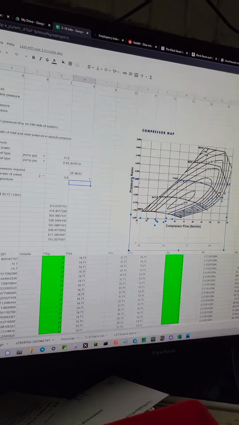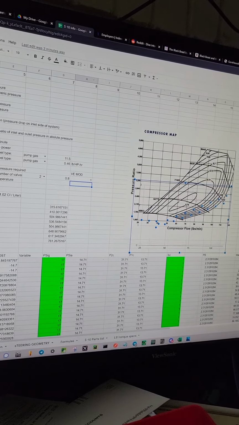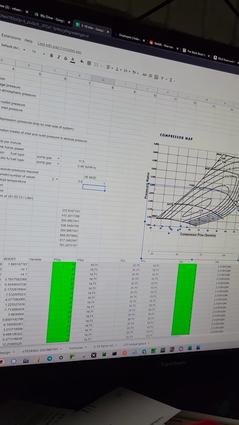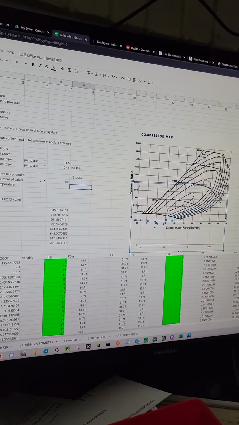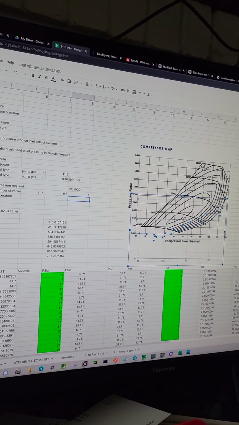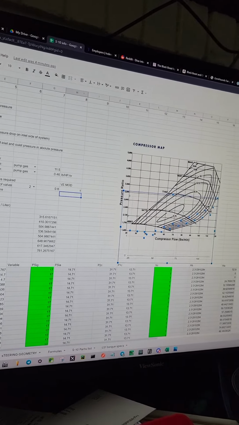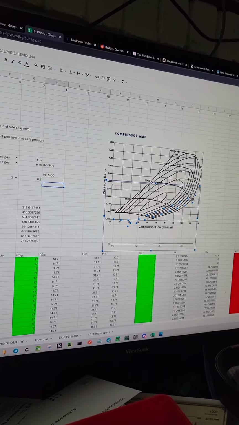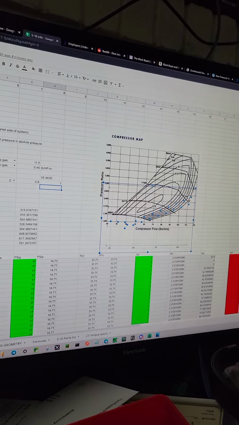The other thing I don't have here is the turbine map. A lot of people just look at the compressor maps. You really should look at the turbine map too, to see where you fall on it at a specific flow rate and whatnot.